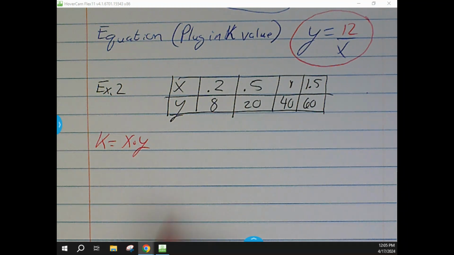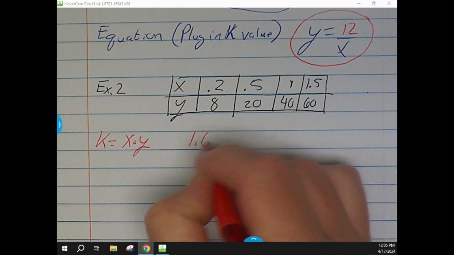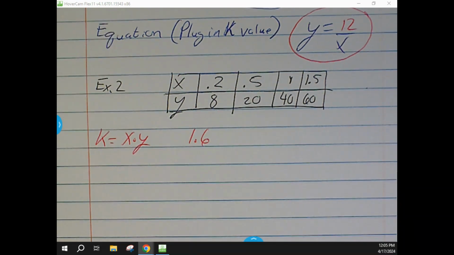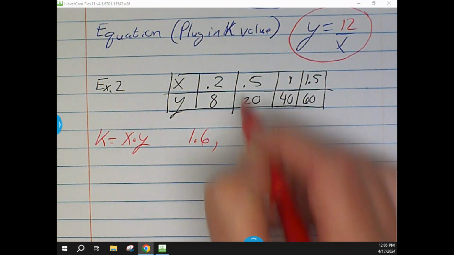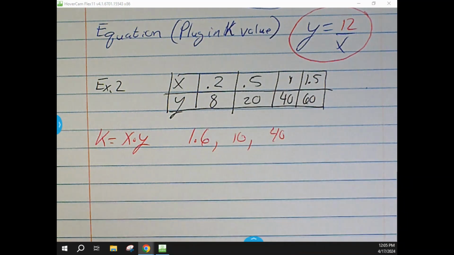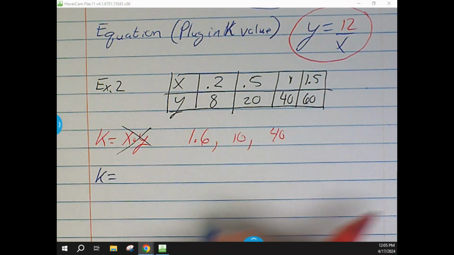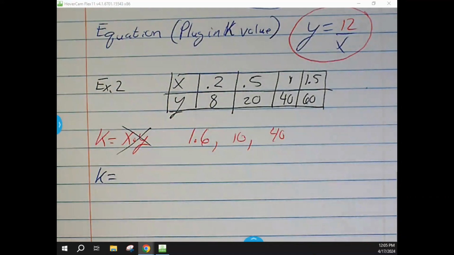All right, so go ahead and multiply them out. If you do 0.2 times 8, that is 1.6. And you can jump over here and say, if I do 1 times 40, that's 40. So you're getting 1.6, and if you do 0.5 times 20, that gets you 10. So you've got 1.6, you've got 10, you've got 40. So X times Y doesn't work because, again, if this is going to work, all the numbers have to be the same. So next we're going to try K, and now we're going to go back and see if it's direct, which means for the K value, we're going to do Y divided by X and see what we get.